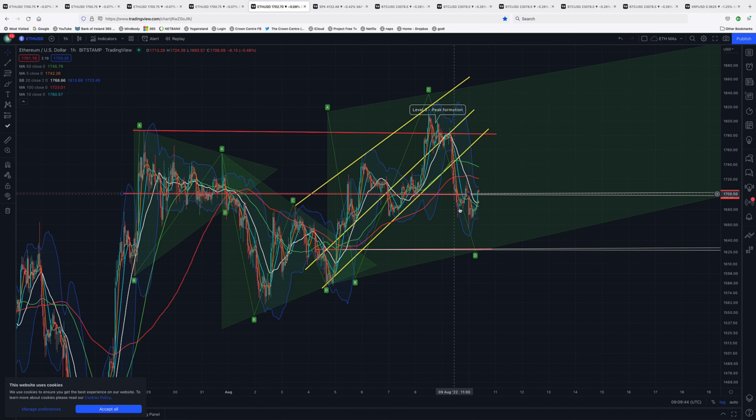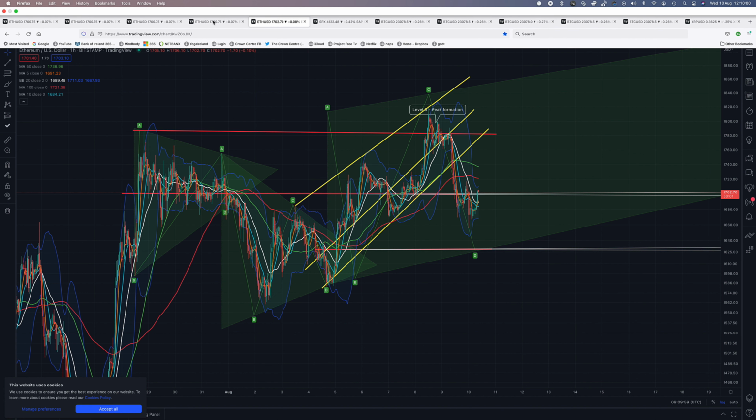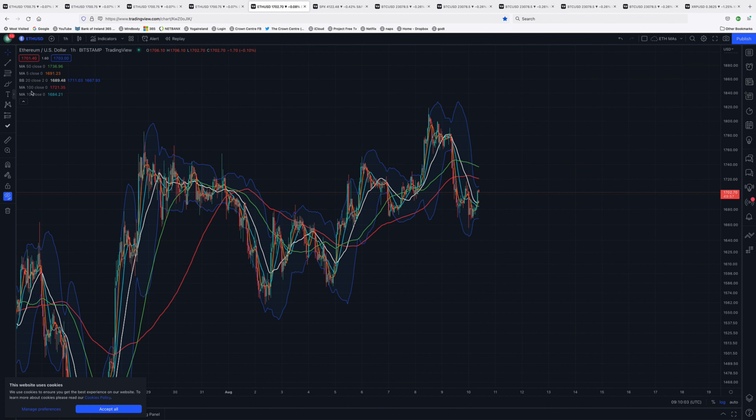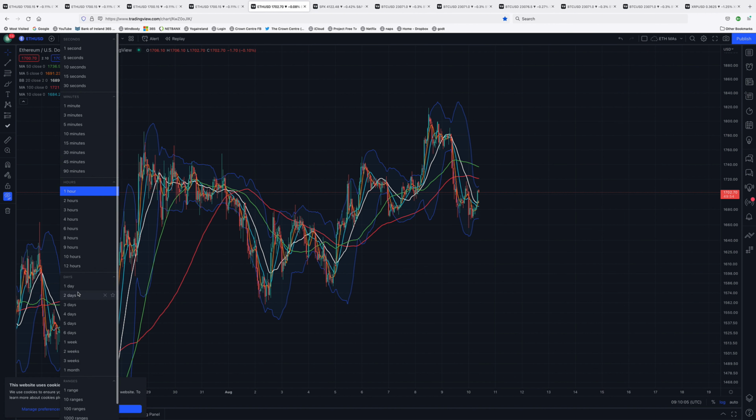It came quite close, but again, the way Ethereum makes these moves, it looks like it's reversing. It looks like it's consolidating just to turn the other way. Same as for Bitcoin, I believe there is another leg down. Ethereum is not as dramatic on the daily though.